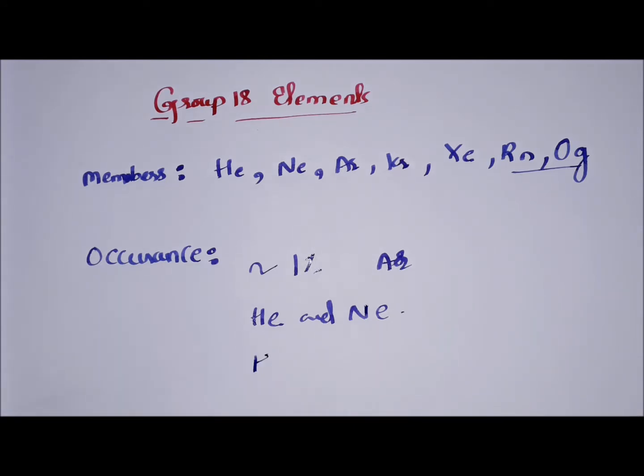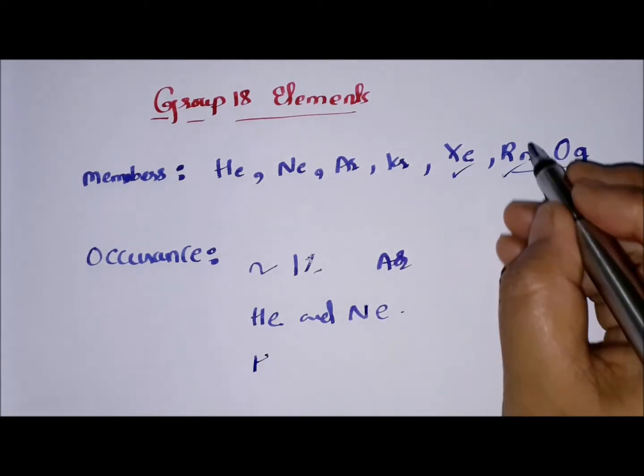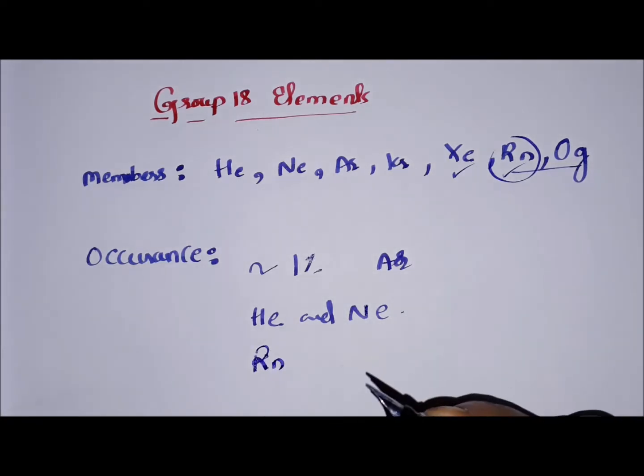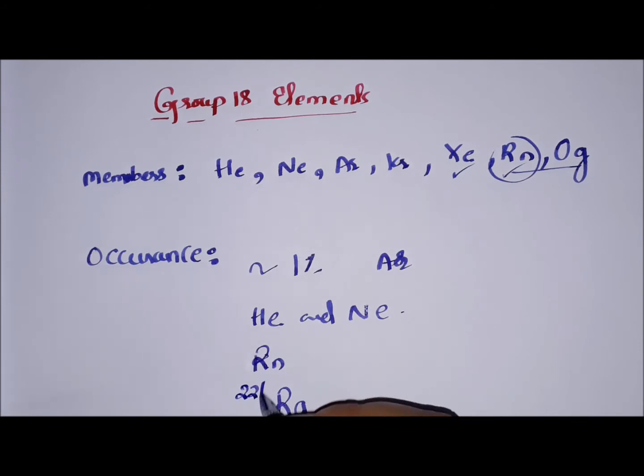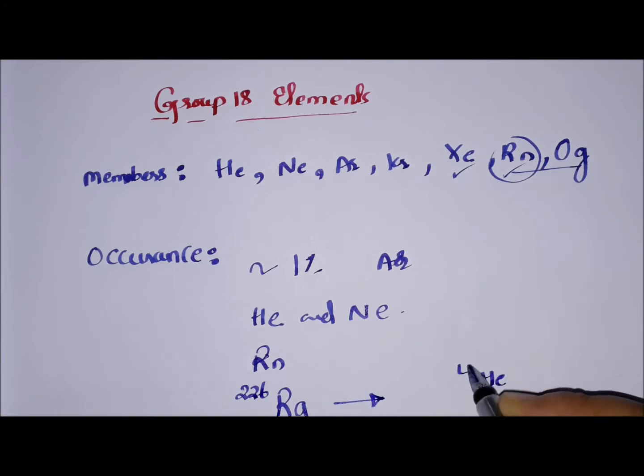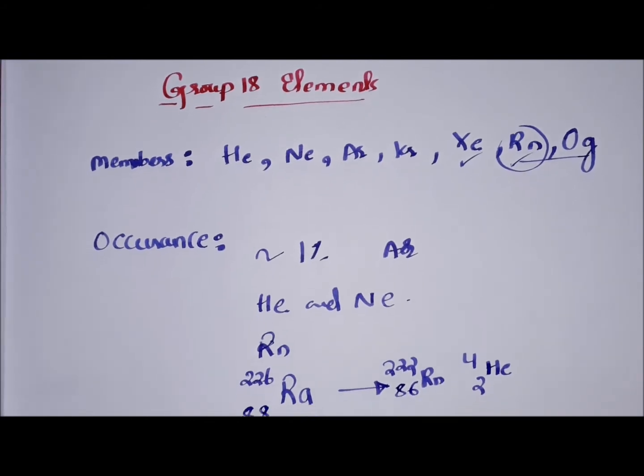Xenon and radon are the rarest elements of the group. Radon is obtained as a decay product of radium. Radium is again a radioactive element, so after emitting radiation like helium or alpha particle, it will disintegrate to give radon. That means it is the radioactive decay product of radium.